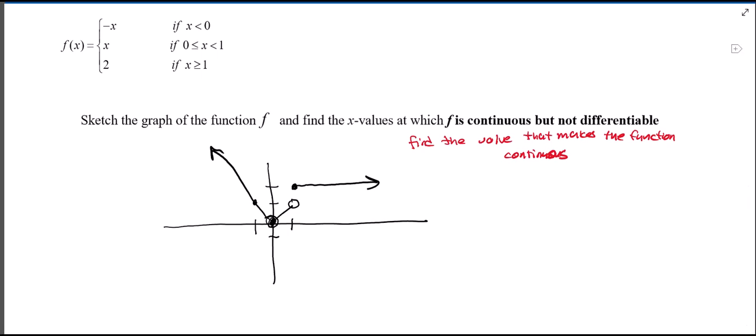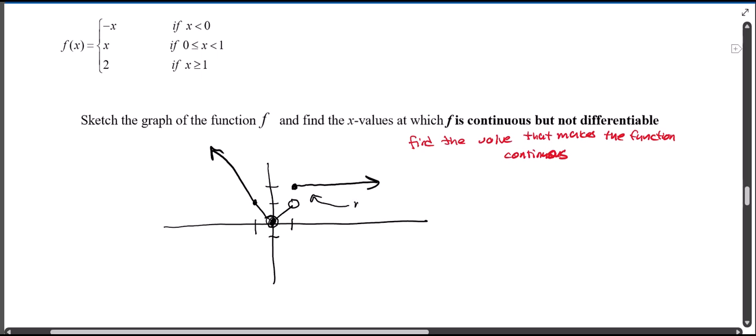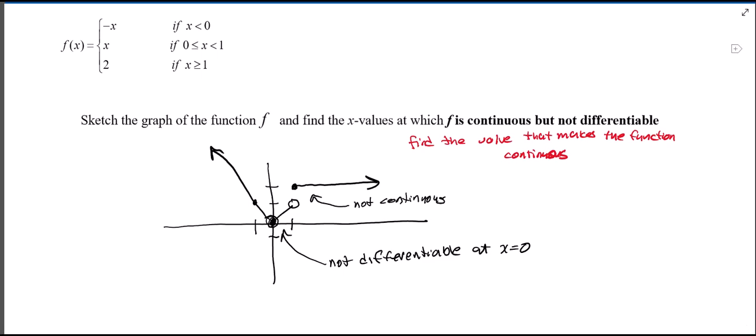So where is it continuous but not differentiable? Okay, so first of all, there's only one place where it's not continuous, and it's not continuous right there. Every other place it's continuous, because in every other place, the limit from the left equals the limit from the right, and the function equals that. But it is not differentiable at x equals 0, and we can tell that because we have that sharp peak there, that cusp, and you'll learn more about differentiability later, but right now that's what you want to be looking for.